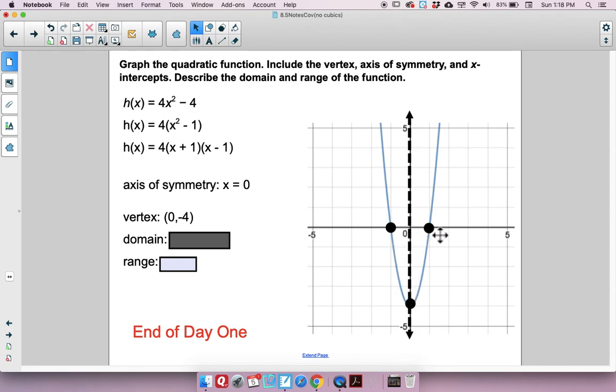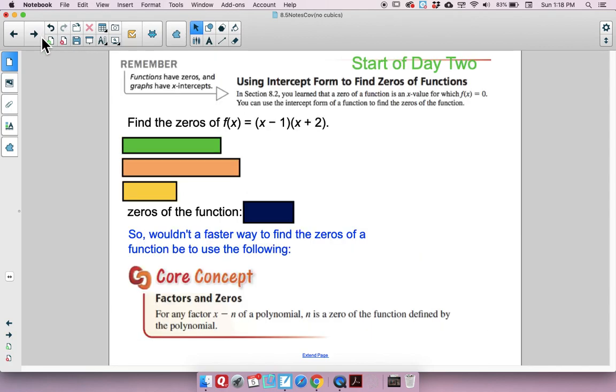All right, so when you went and graphed it, you should have had this point and this point on there. Certainly you could find another point and plot it if you liked. What's our domain? Well, since it continues forever, it's all real numbers. And what would our range be? Greater than or equal to -4. Awesome. Okay, let's move on to the second half of the unit.